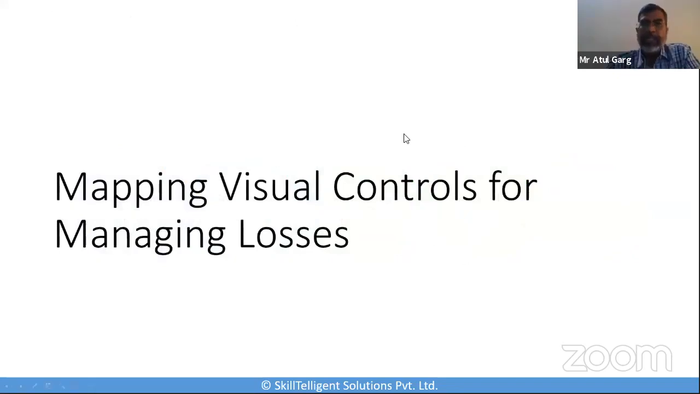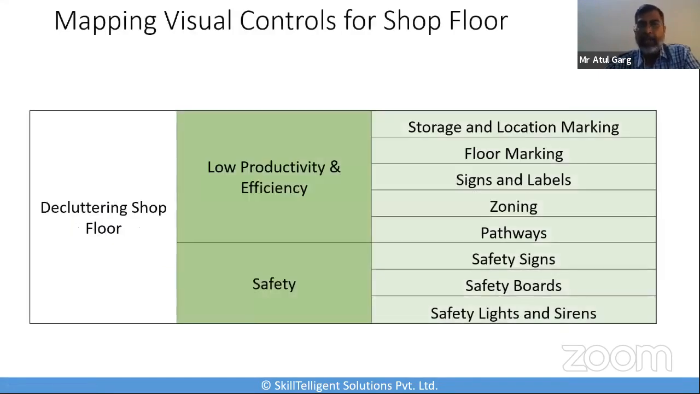So our production manager feels the need to look at the various losses and identify what kind of visual controls can be leveraged over here. It's not that I can just walk in and put up any kind of visual control and it will work. So he takes a systematic approach of identifying the relevant visual controls. The first mapping he does is for decluttering the shop floor.